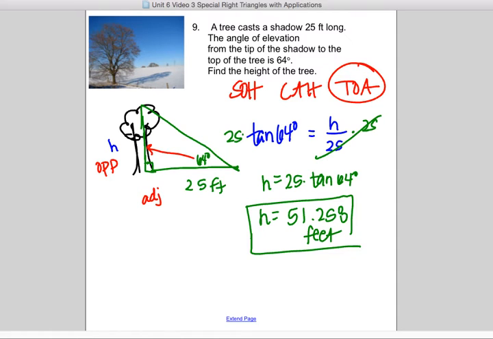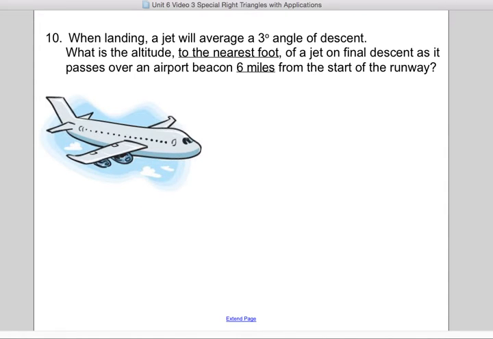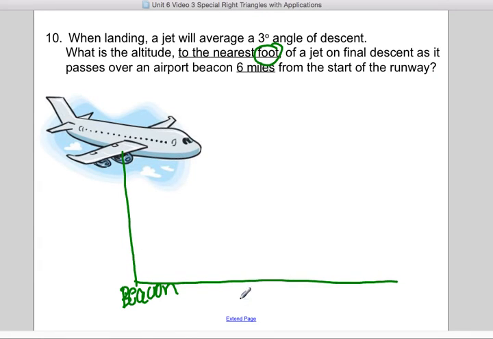Okay. Example 10. When landing, a jet will average a 3-degree angle of descent. What is the altitude to the nearest foot of a jet on final descent as it passes over an airport beacon 6 miles from the runway? Okay, so here's the beacon. So we are saying it's right above right now. Okay, and our airport is 6 miles away. This is where we're landing.